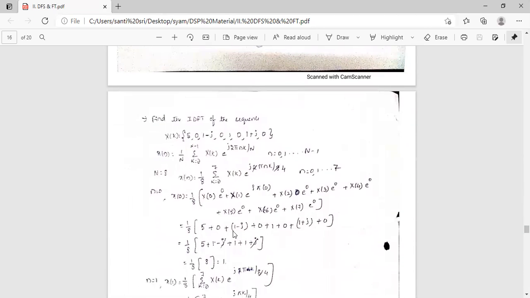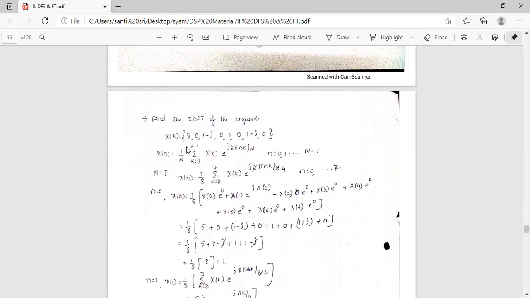Similarly, you can find the inverse DFT of the sequence. So, what is the sequence given? The sequence given is x of k equal to 5, 0, 1 minus j, 0, 1, 0, 1 plus j, 0. This is the sequence given, having the length n equal to 8. Okay, 1, 2, 3, 4, 5, 6, 7, 8. So n minus 1 is 8 minus 1, 7.